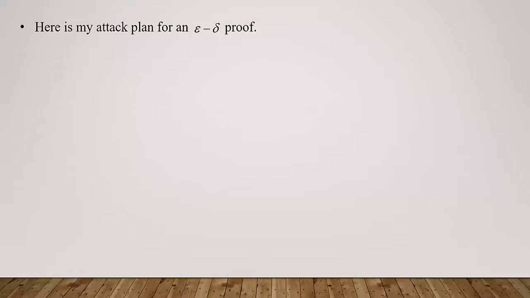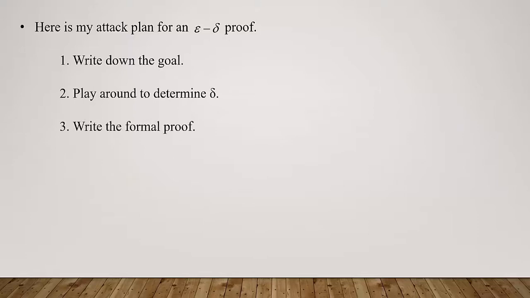So here's my attack plan. Part 1, we'll write down what our goal is. Then we're going to just play around. We'll play around and we will determine delta by playing around. Then we will write the formal proof. So let's see what I mean by all of this in this example.